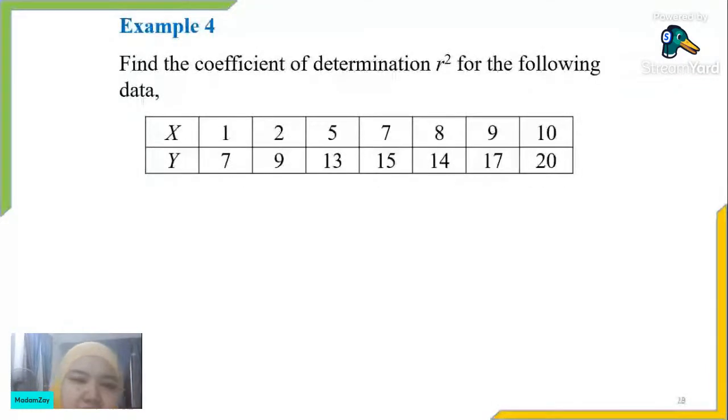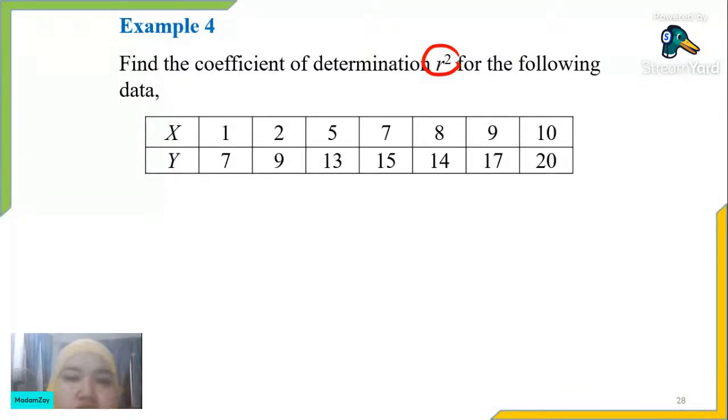Okay, so let's see the example. Find the coefficient of determination R squared for the following data. So here the question is directly to find R squared, so you have to use the formula directly. You do not find the coefficient of correlation and then square it. No, we just directly use the exact value from the calculator and square it.